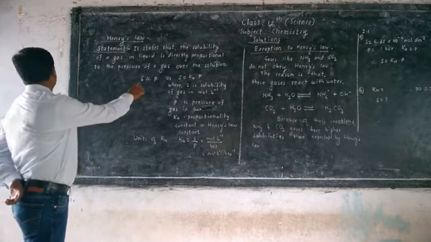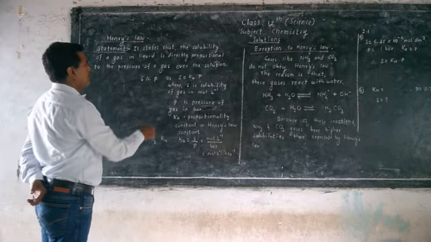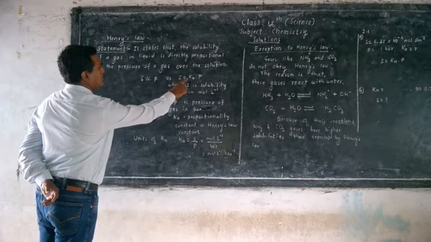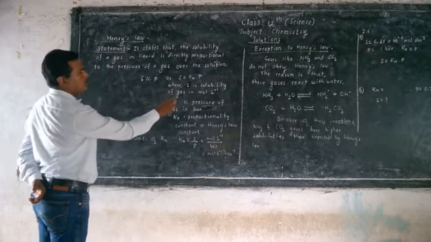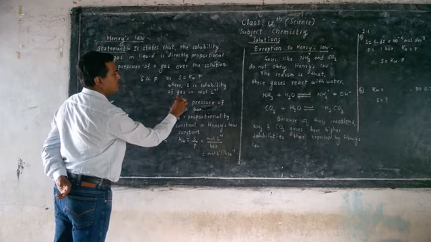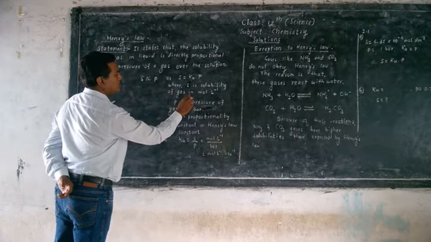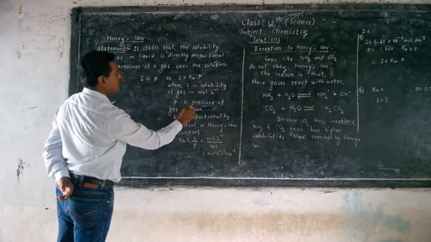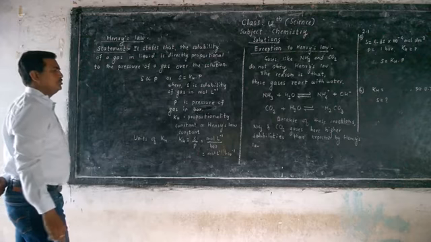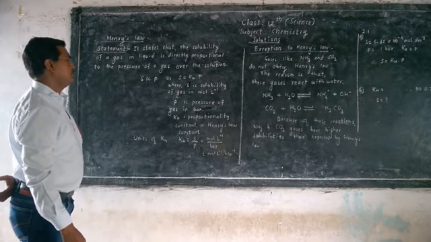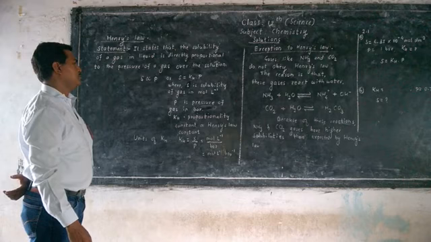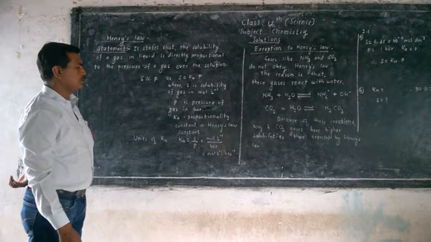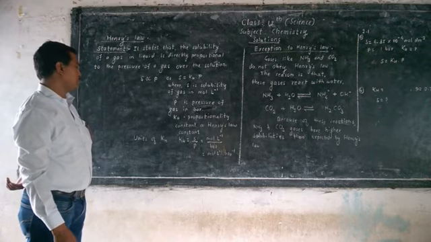Here, S is directly proportional to P. If we remove this sign, then we put an equal sign and a constant. So S equals Kh into P, where S is solubility of a gas. Unit of solubility is mole per liter. Then P is pressure of gas in bar. We know pressure is force per unit area. Then Kh is the proportionality constant or Henry's law constant.